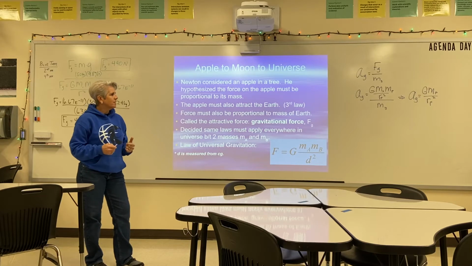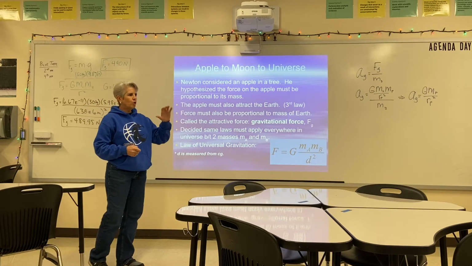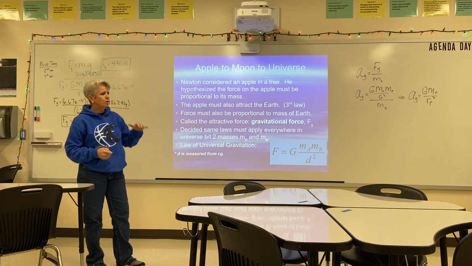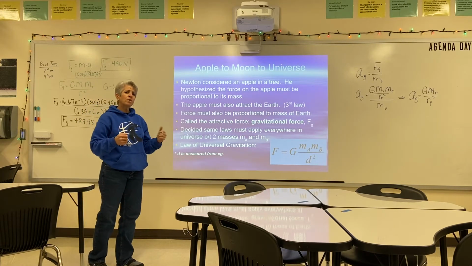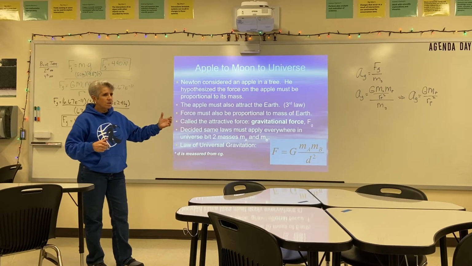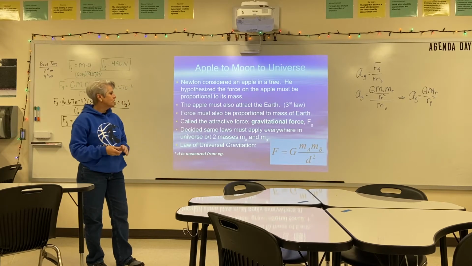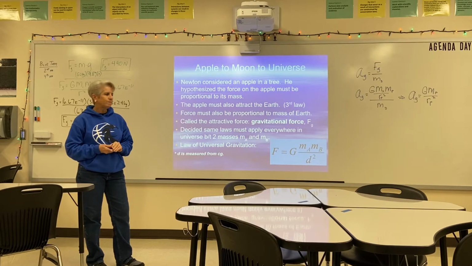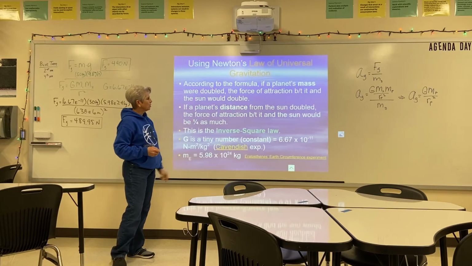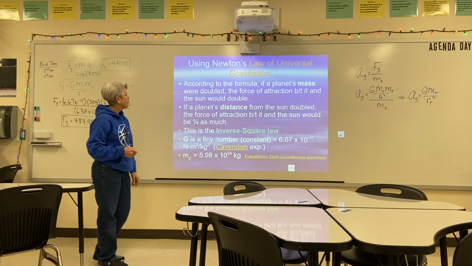And he decided that the same laws that hold the apple to the earth must also be the laws that hold the moon to the earth, or the earth and the sun, or our solar system and the galaxy, or all of these bodies in the universe. We call this the law of universal gravitation.